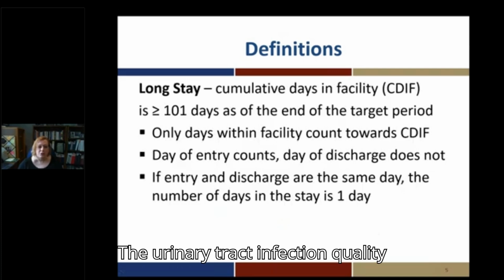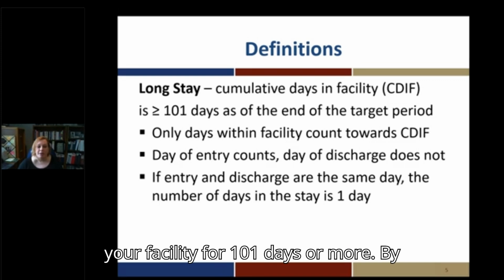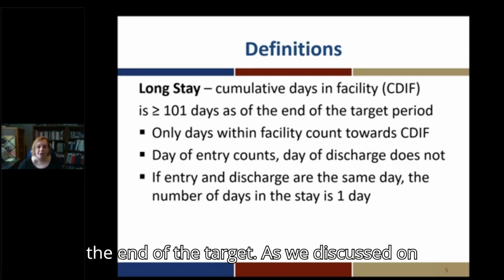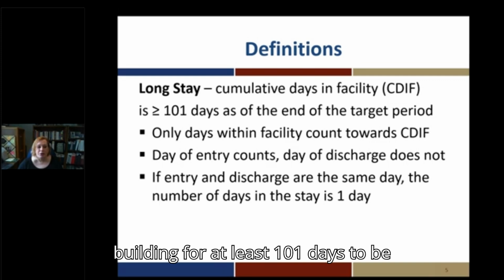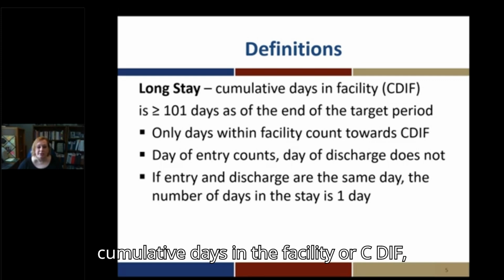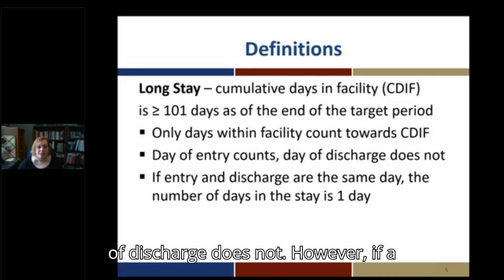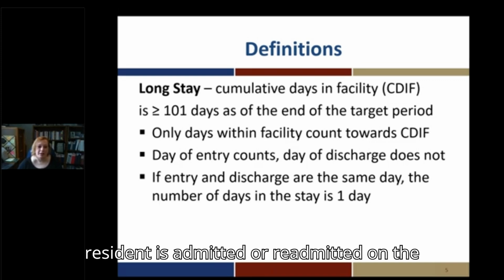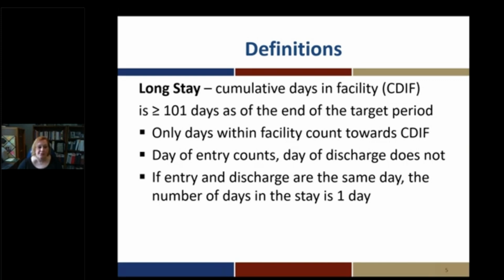The urinary tract infection quality measure is a long stay quality measure pertaining to residents who have been in your facility for 101 days or more by the end of the target period, as we discussed on slide 4. A resident must be in your building for at least 101 days to be included in the long stay measure. A couple of points to keep in mind is that only days within the facility count in the 101 days. When calculating cumulative days in the facility, or CDIF, the day of entry counts, but the day of discharge does not. However, if a resident is admitted or readmitted on the same day as they are discharged, then the resident is counted as having a 1-day stay.